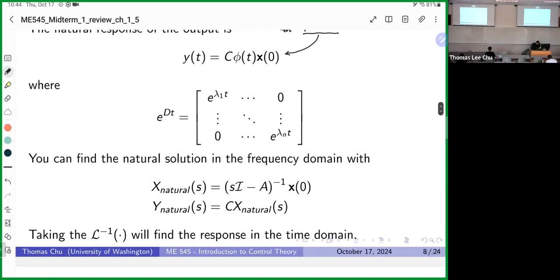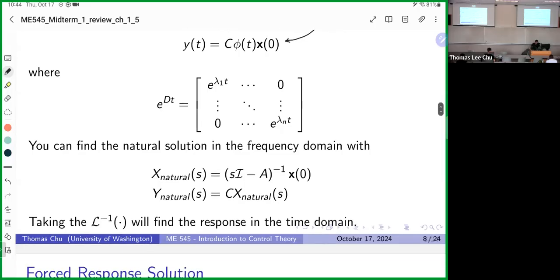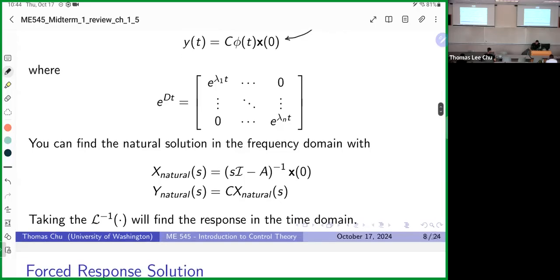So you can find the natural solution in the frequency domain using this format as well, where you have your sI minus A inverse multiplied by your initial conditions, and then you multiply that by C because Y is equal to CX plus DU. So you just apply that C and you can get the Y natural solution. Then you take the inverse Laplace transform to get y of t.